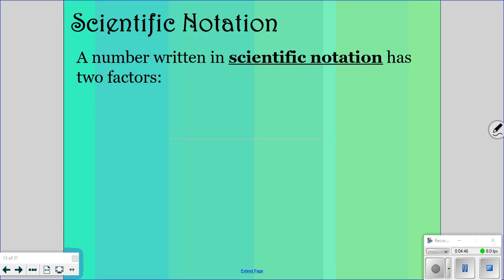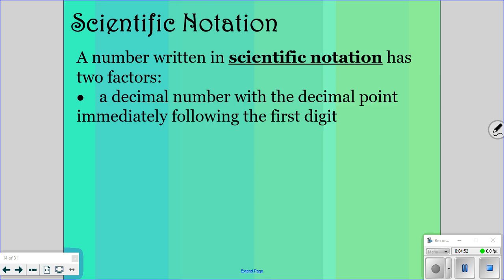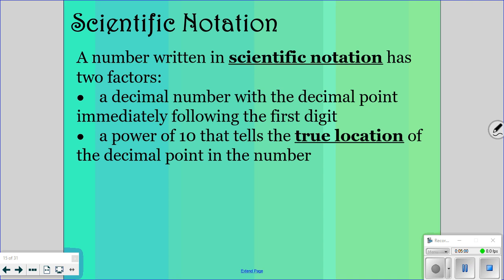Looking at scientific notation. When you write a number in scientific notation, you're going to have 2 factors. One is going to be a decimal number with the decimal point immediately following the first digit. And then the other one is a power of 10 that tells the true location of the decimal point in the number. So 4.2 times 10 to the 6th would be in scientific notation. You have a decimal number where the decimal point is immediately following that very first digit. And then we have times 10 to some number that tells us where the decimal point actually should be located.